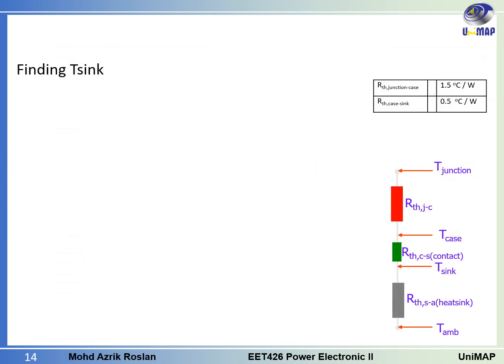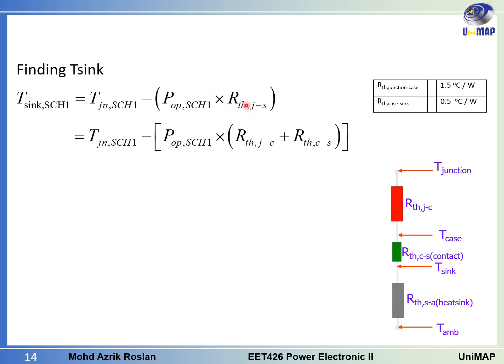Okay, now that we know the junction temperature for the Schottky diode, we can determine the heatsink temperature. The heatsink temperature will be T junction Schottky 1, the junction temperature that we already marked before this, minus the dissipated power multiplied by the thermal resistance. But you have to be really careful. This is the thermal resistance from junction to sink, because we want to find the heatsink temperature.